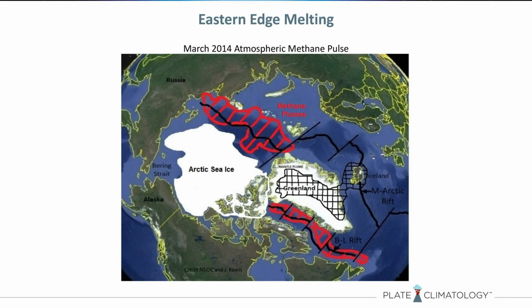The map shows the sea ice extent, and it shows some red-hatched areas. These red-hatched areas represent a strong concentration of methane in the atmosphere that occurred very suddenly in April of 2014. This methane concentration was captured by NASA satellites. Also shown on here are the black lines. These represent the center of the mid-Arctic and Baffin Bay Rift and some of the cross faults. These center lines are where lavas come up and spread out. So how did this high concentration of methane get there?